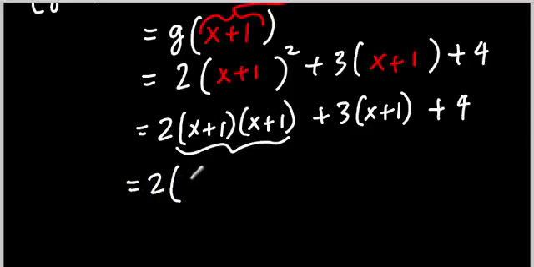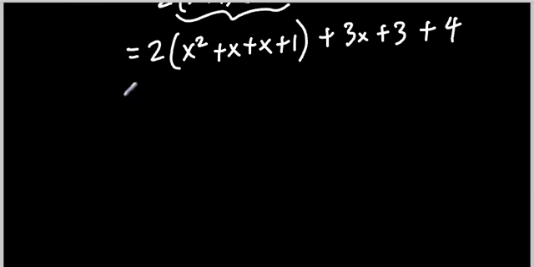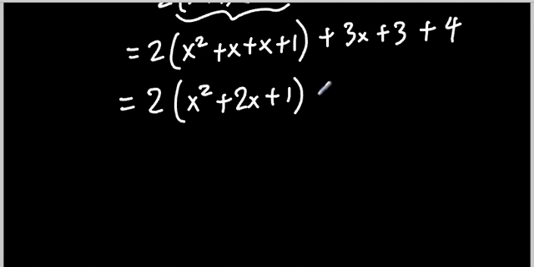So x times x, well, that's x squared. X times 1, well, that's 1x. 1 times x, well, that's another x. And 1 times 1, that's simply 1. I can expand this right away because this is 3x plus 3. And then finally, I'm going to add plus 4. Now, I can simplify this just a little bit. So I'm still going to leave the 2 in brackets. It's going to be x squared. Well, what's x plus x? That's 2x. And what's plus 1? Well, that's simply 1. This is 3x. There's no other term over here, so that remains 3x. And what's 3 plus 4?